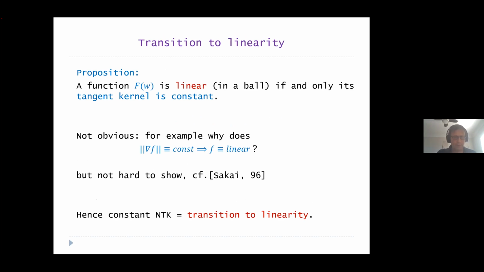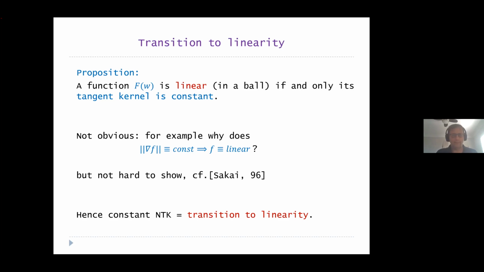Let me first make the following point: if you have a function whose tangent kernel is constant in a ball, then the function is linear in that ball. It's not difficult to prove, but it's not completely obvious. Imagine a function with a single output, from Rn to R. Then saying the neural tangent kernel is constant is the same as saying the norm of the gradient is constant. It's only the norm, not the gradient itself. So in principle, you can imagine that the norm could be constant but the gradient itself could be non-constant. But you can prove that if the norm is constant, then the gradient is constant.